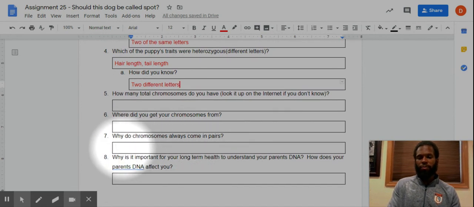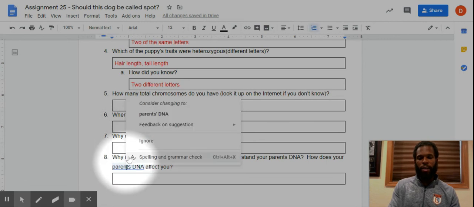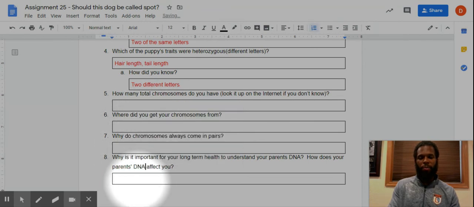Question 7. Why do chromosomes always come in pairs? These two questions are pretty much related. And here's kind of a deeper thinking question here. Why is it important for your long-term health to understand your parents' DNA? And how does your parents' DNA affect you? So why should I understand how my parents' DNA works? Why should I understand about their health problems? How does their DNA affect me?